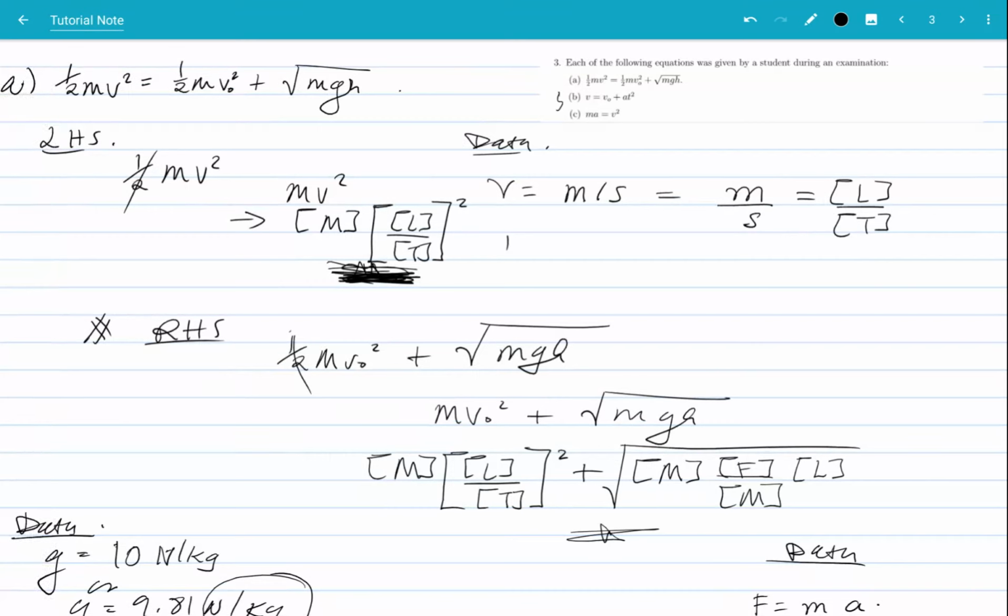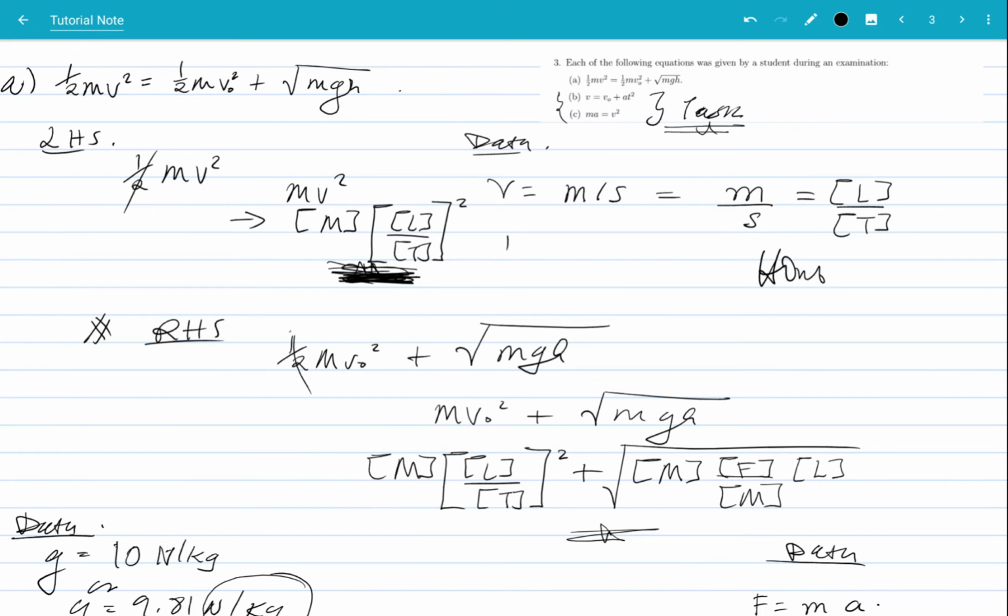So in B, you have velocity is equal to the initial velocity plus acceleration times T, which is the time squared. Then C is mass times acceleration is equal to V squared. So A and B will be your task. Yes, so I need the answers. The only hints I can give you are these.